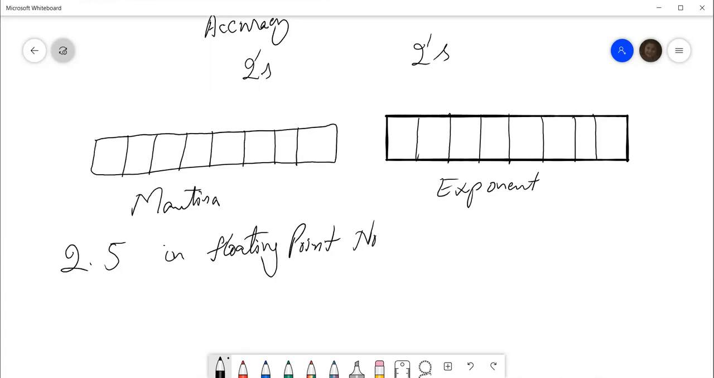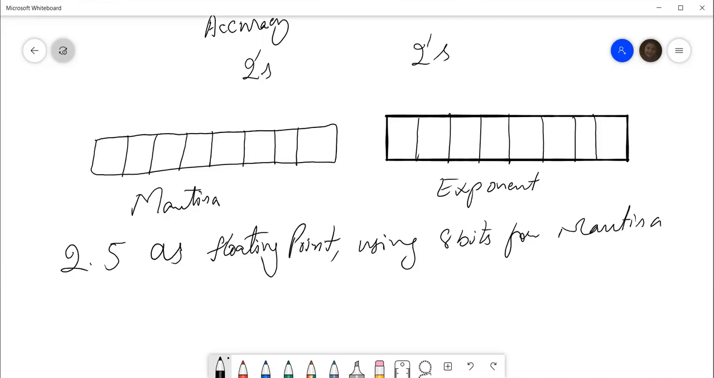There's the word normalized used, floating point normalized number. I'll talk about this floating point normalization afterwards. Let's first discuss floating point. So 2.5 in floating point, or 2.5 as floating point, using 8 bits for mantissa and 8 bits for exponent.